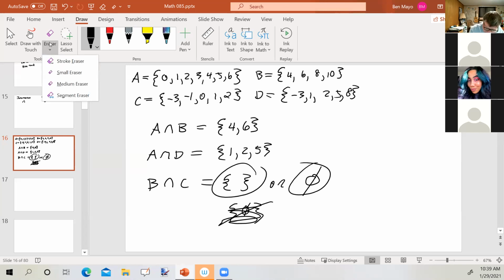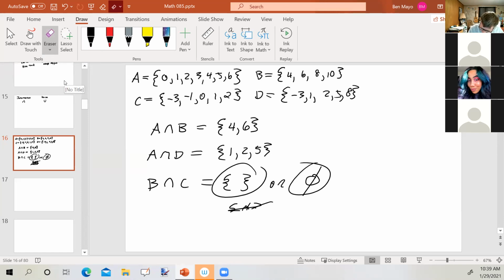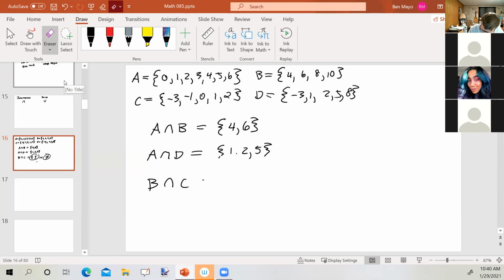Now let's go back here, and I'm going to erase some stuff so I have some room. Here we go. Okay. What about C in union with D, or the union of C and D? Cud. Cows chew their cud.